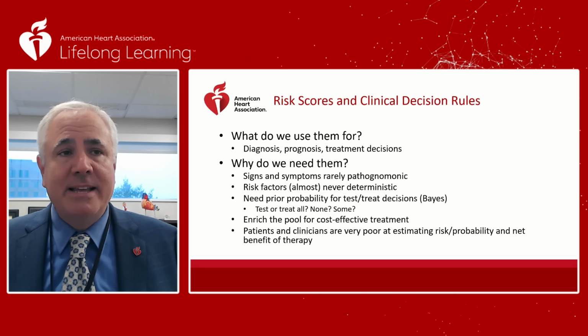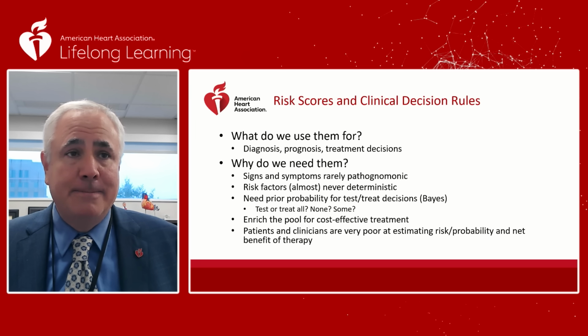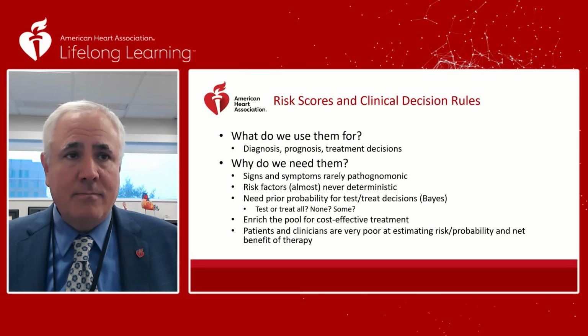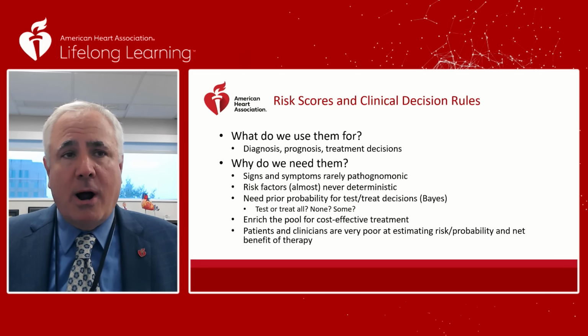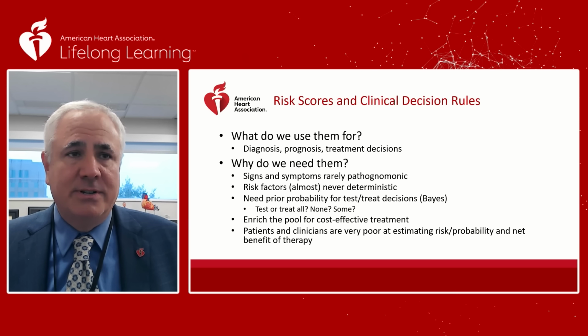And it's clear that we need them because signs and symptoms for diseases are rarely pathognomonic. Just because you have a symptom doesn't mean you're going to have that disease. Shortness of breath is a classic example, could be due to many, many different things. Likewise, on the other end, risk factors are almost never deterministic for disease, right? We know that if you have high cholesterol, you may or may not develop heart disease. So it's important to work that into how we're assessing the patient. Often we need these prior probabilities. What's the pre-test likelihood that the patient has the disease of interest?